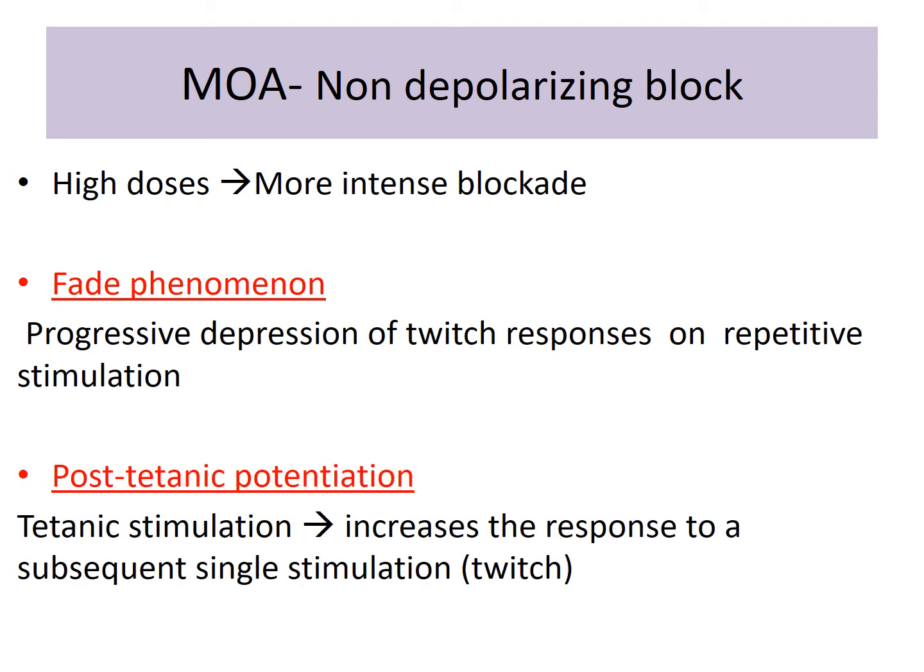And there is another entity known as post-tetanic potentiation. That means while we are repetitively stimulating a muscle fiber, at a particular time we apply a high intensity stimulus, that means a tetanic stimulation, and after that we again apply the normal stimulus. At that time you can see an increased response, that is, the increase in the response to a subsequent single stimulation. That is known as post-tetanic potentiation. The theory behind this is that during the tetanic stimulation there will be increased release of acetylcholine. This high concentration of acetylcholine binds to the acetylcholine receptor, so in the next stimulation there can be an increased response.